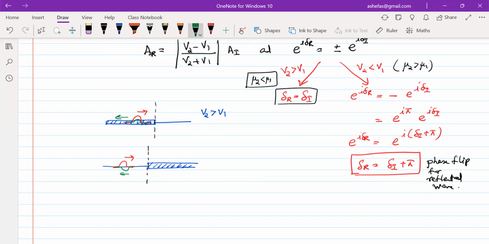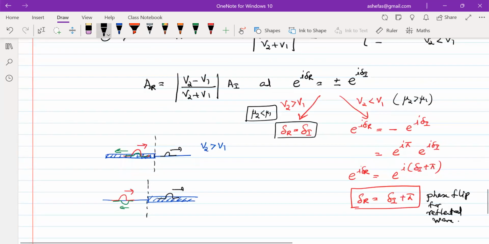Okay, now whatever be the strings, the lighter string or the heavier string, the transmitted wave has no phase difference. The transmitted wave has no phase difference. Only the reflected wave may have a phase difference. And again, there are certain conditions. So the phase difference is possible only if the second string is thicker or heavier.